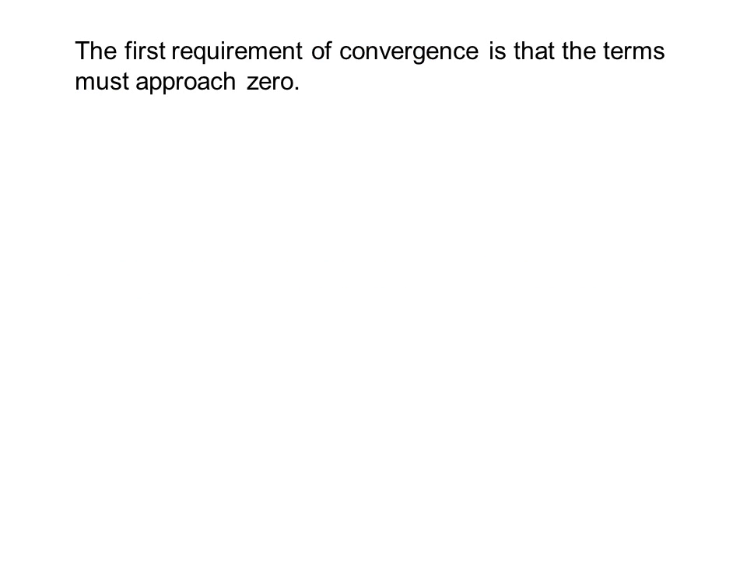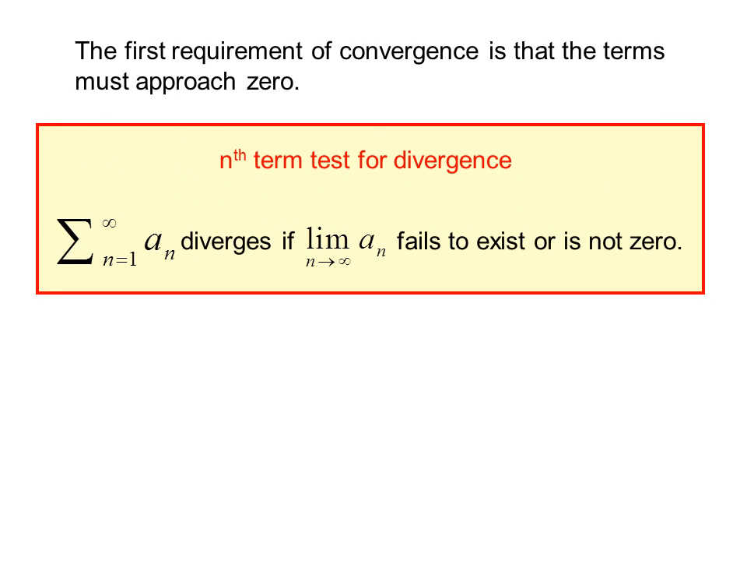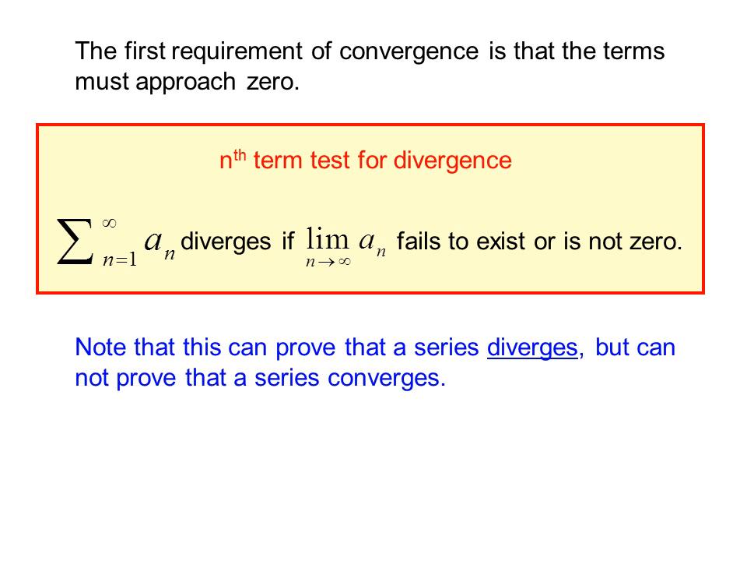The first requirement of convergence is that the terms must approach zero. The nth term test for divergence: the summation from n equals 1 to infinity of a sub n diverges if the limit as n approaches infinity of a sub n fails to exist or is not zero. Note that this can prove that a series diverges, but cannot prove that a series converges.